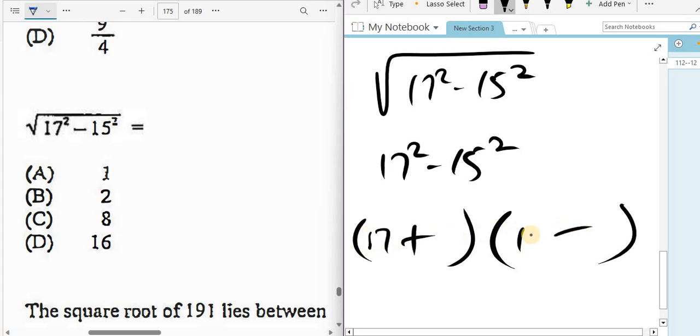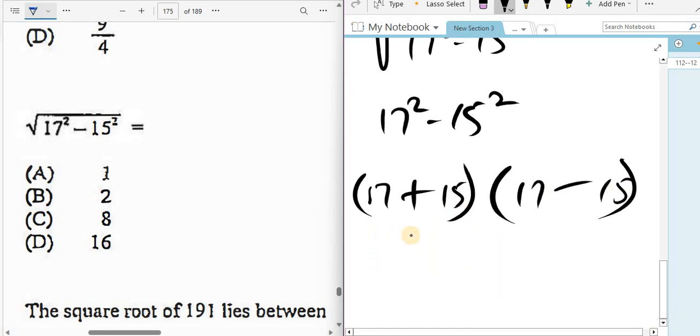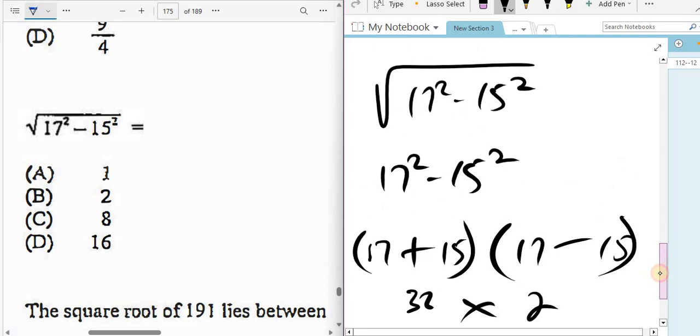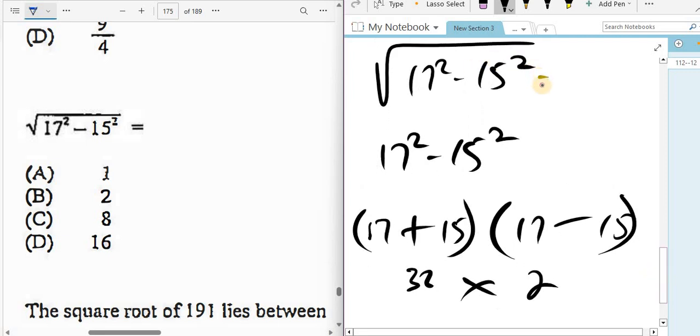So I can still put the plus and minus and put what? 17 here and put what here? 15. And what's 17 plus 15? That's 32, right? Multiplied by, what's the result of this? 17 minus 15. 2, right. So go back to the top. This whole thing works out to 32 times 2. What's 32 times 2? So it's square root of 64, which is what? 8.